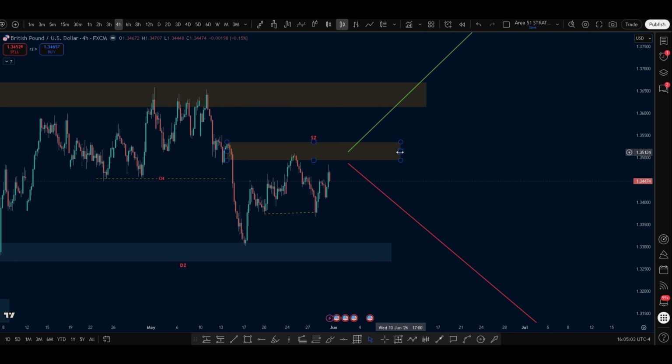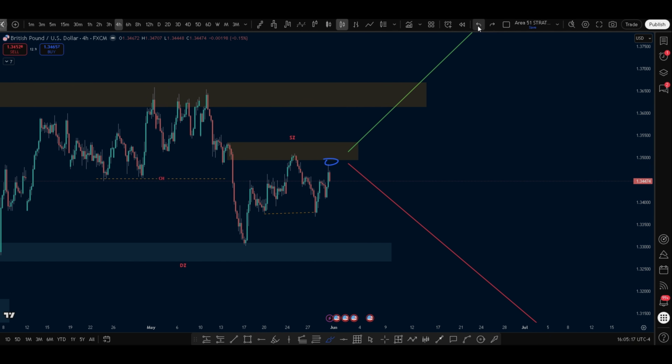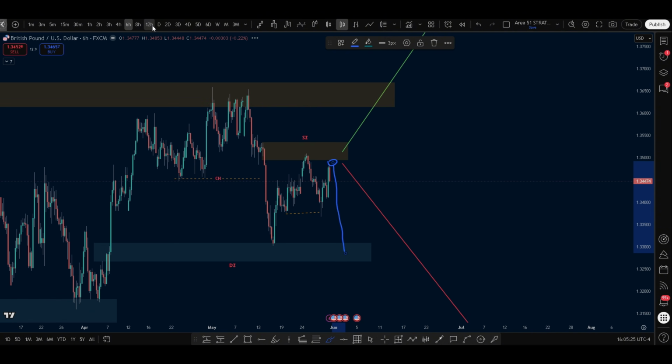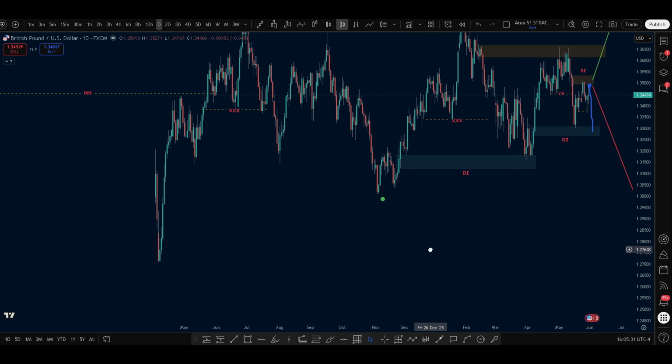So it tapped on this supply zone, internal supply zone. We might see a reaction to the downside for a little bit, and then we might see a reverse. So right now our bias is maybe sell for a short term, but once we end up on a higher time frame area of demand zone, we're going to be interested in looking for a buy market.